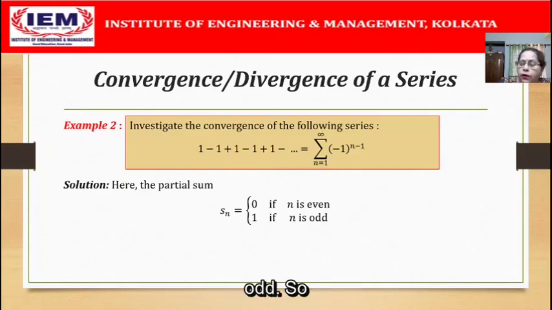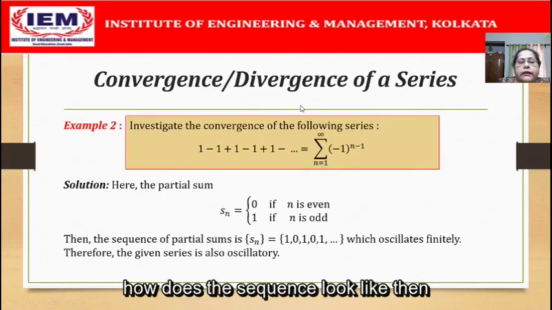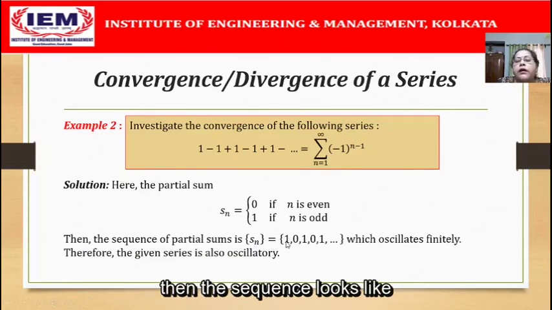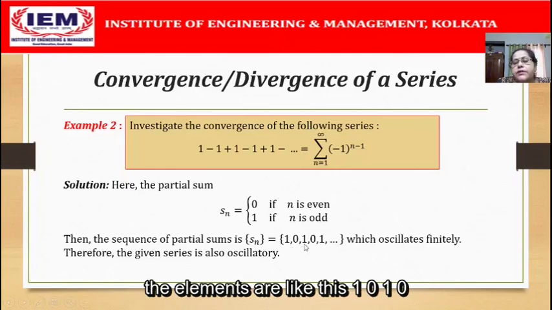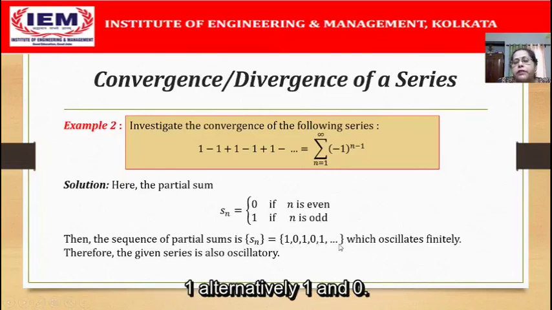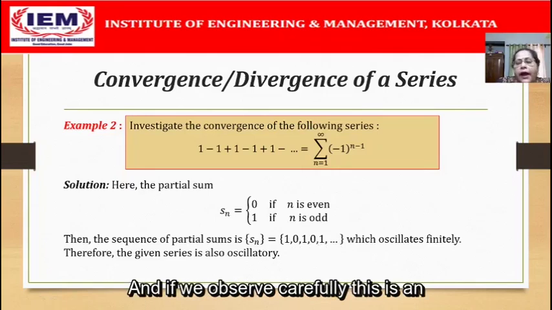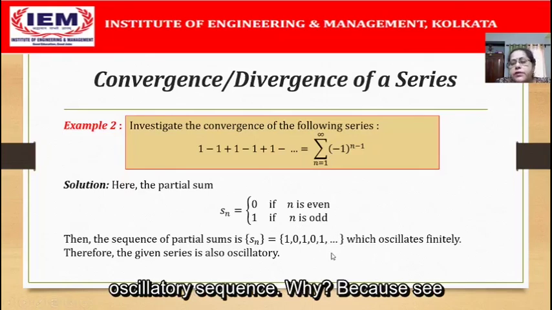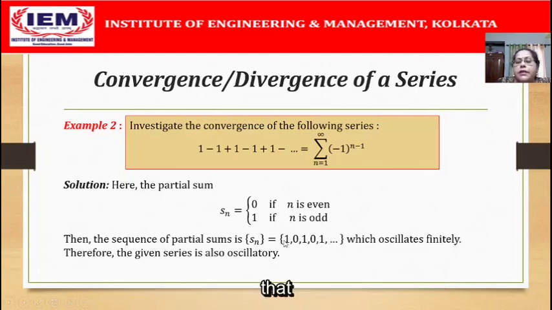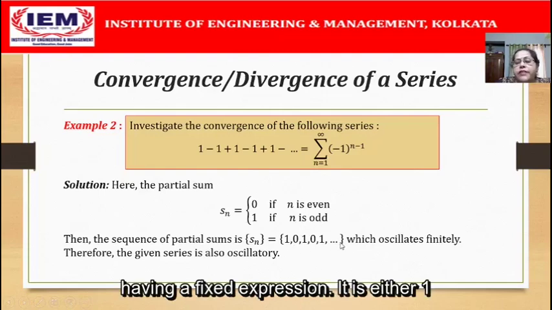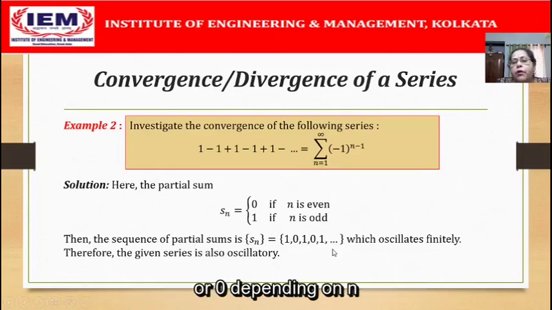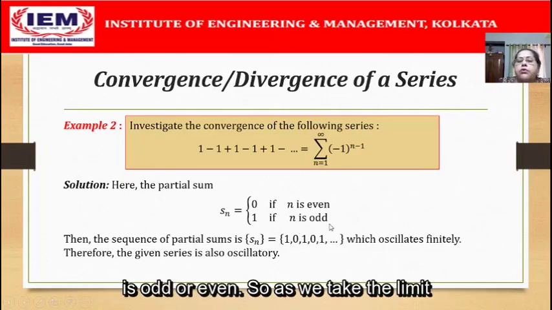So how does the sequence look like then? Then the sequence looks like this: the elements are 1, 0, 1, 0, 1, alternatively 1 and 0. And if we observe carefully, this is an oscillatory sequence. Why? Because see that a sin is not having a fixed expression. It is either 1 or 0 depending on n is odd or even.